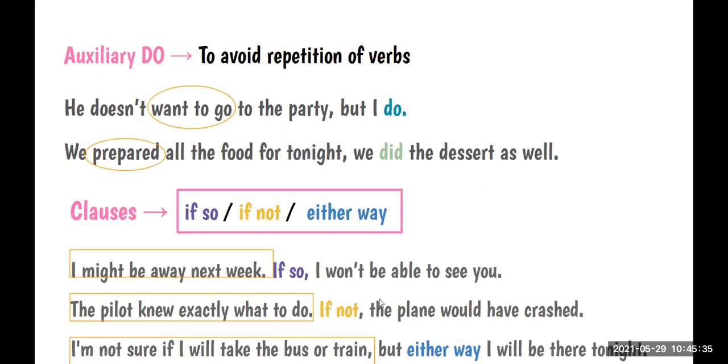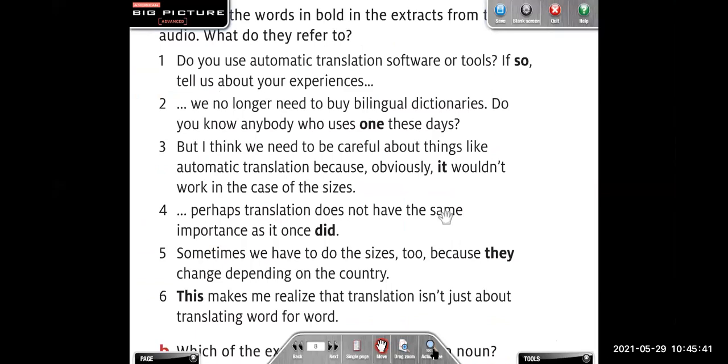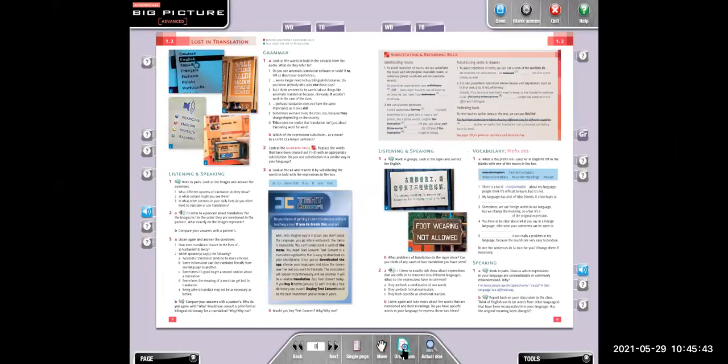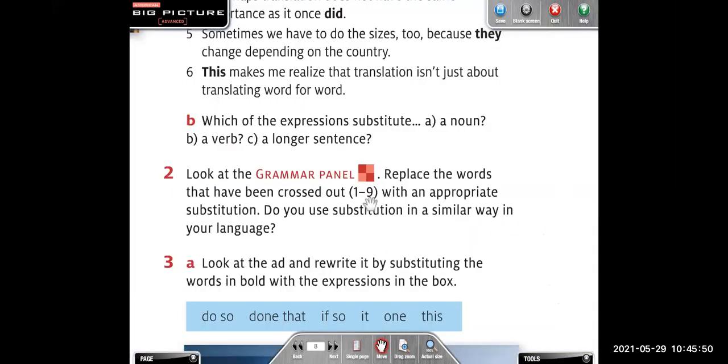So let's go back to the book. Here in the book, we have the grammar panel, and we are going to complete it. It says, replace the words that have been crossed out in exercises number 1 to 9 with an appropriate substitution. Do you use substitutions in a similar way in your language?